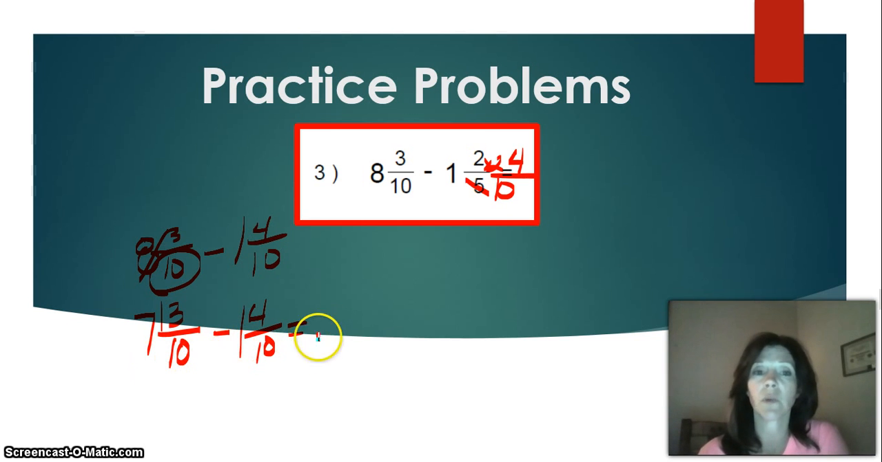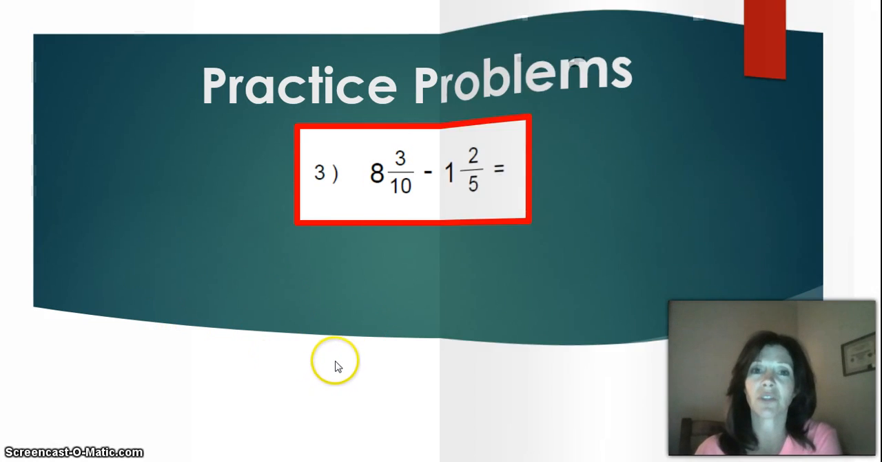So 7 minus 1, subtract your whole numbers first. You'll get 6. Your denominator stays the same again, so you'll have 10, and 13 minus 4 is 9. And your final answer is 6 9/10. Hopefully this is getting a little bit easier. When we do more practice in class tomorrow, it'll become a little bit easier then too.